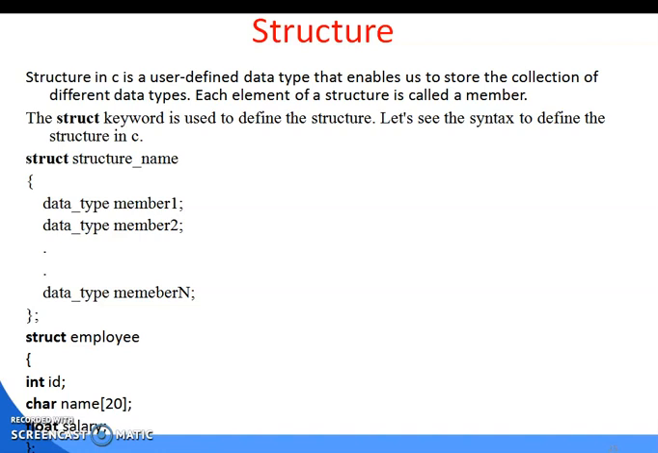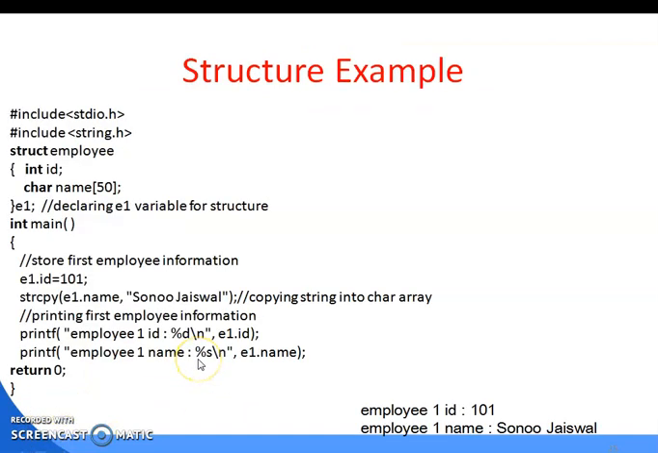Because a structure contains non-homogeneous data types, that means it can contain int, char, and float. This is the syntax for how to write the structure: struct, structure name, data type member 1, data type member 2, data type member n. struct employee, int id, char name[20], float salary. This is the non-homogeneous data type. It contains integer and character, different types.